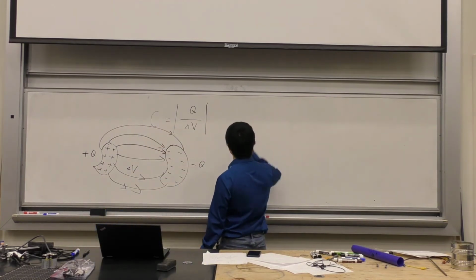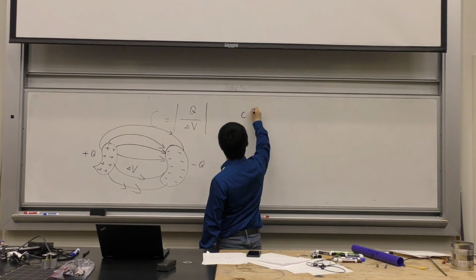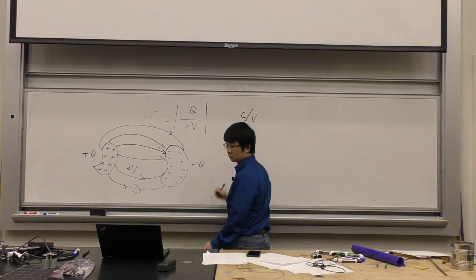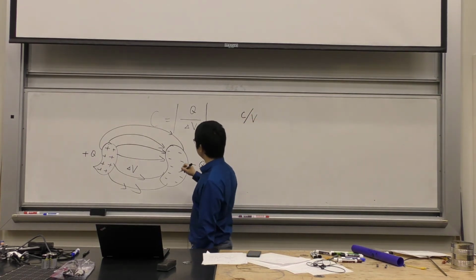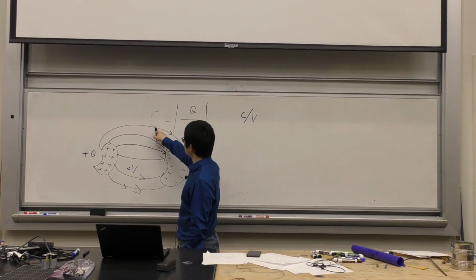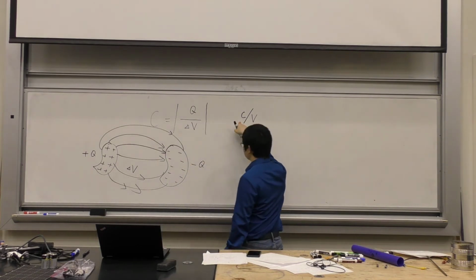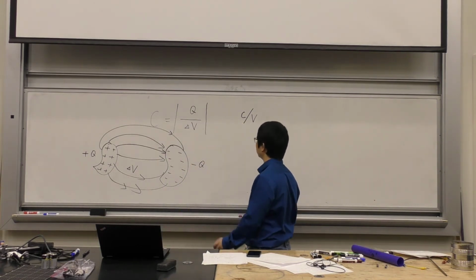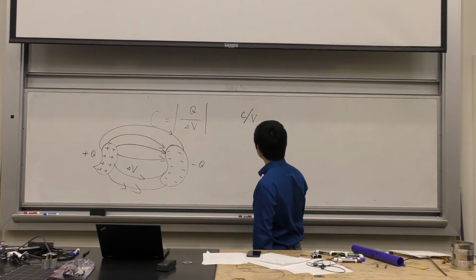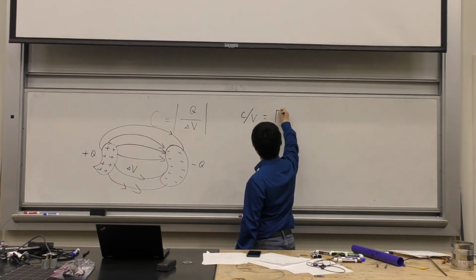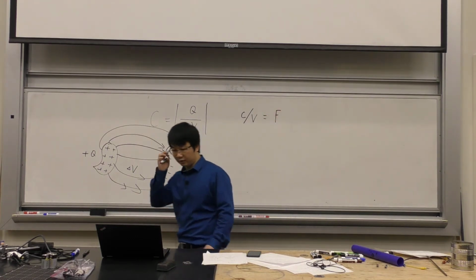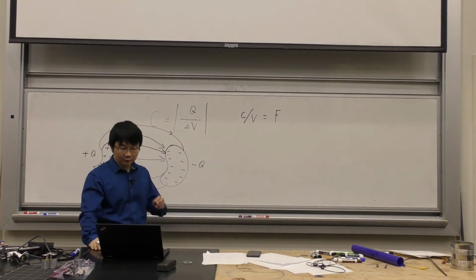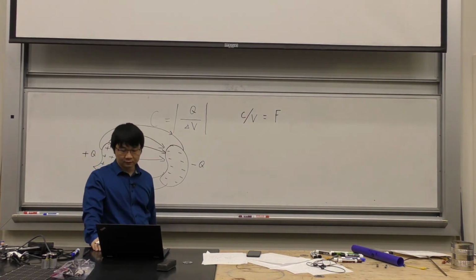The unit for this is coulombs per volt. Now we're again using the same symbol for different things. This is the symbol for capacitance, and this is the symbol for coulomb, the unit, so don't get confused by them. We do have a new name for this unit. We call it the farad, in honor of Michael Faraday. The farad is the SI unit of capacitance.